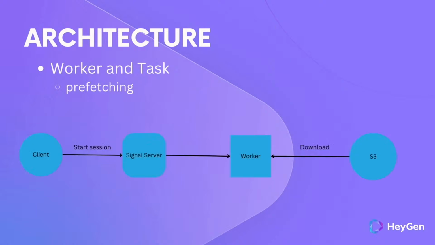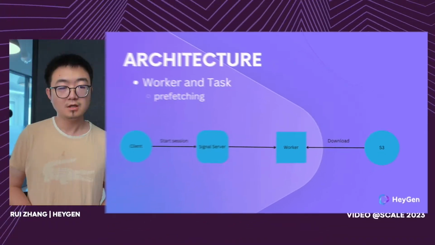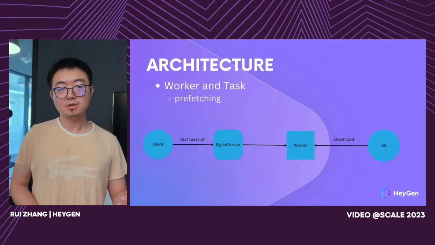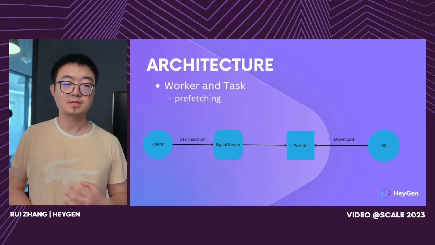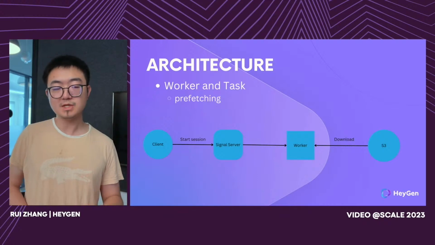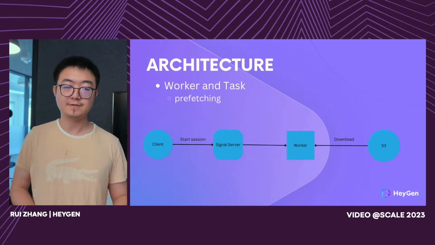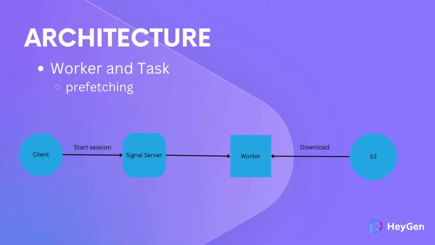Another optimization we do is called prefetching. So if a client calls the start session APIs, it usually means that it definitely will send tasks after this call. The connection establishment will take some time, right? So at the same time, when the client calls this API, what we can do is ask our workers to download the model parameters and artifacts immediately. When the client starts to send that task, the model is already there. So we can minimize the network cost in this case.